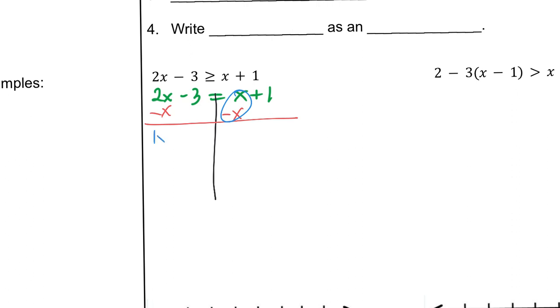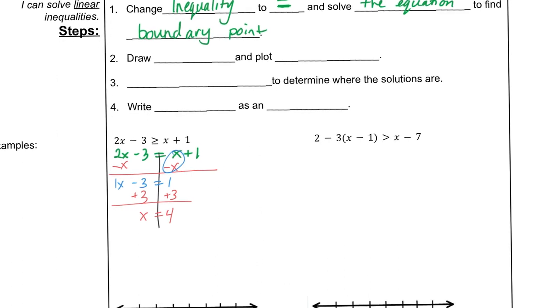On the left, I'll have 1x minus 3 equals 1. And then the next step is I think I'm going to add 3 because I want to get the x's alone. And I get x equals 4. Well, that's nice. I get x equals 4 is my solution. So I finished step 1, just a review of step 1.